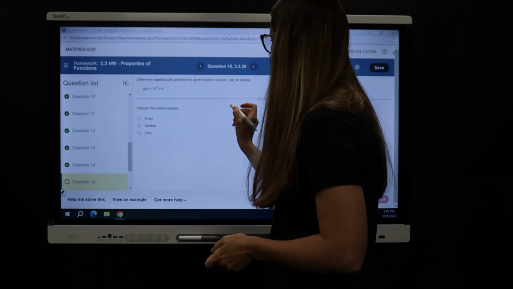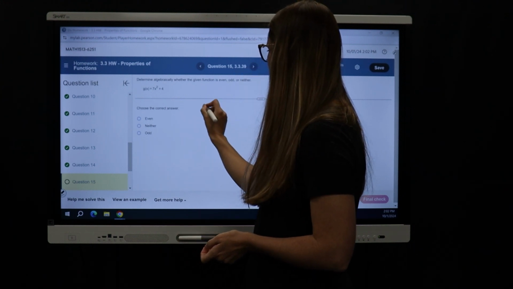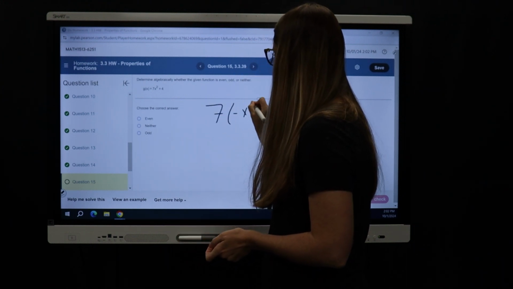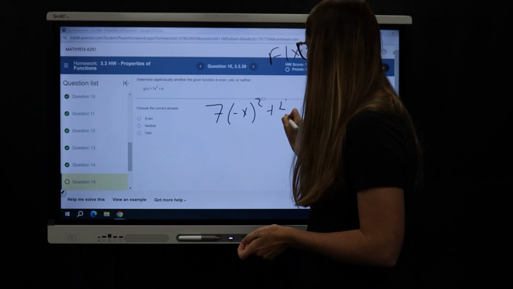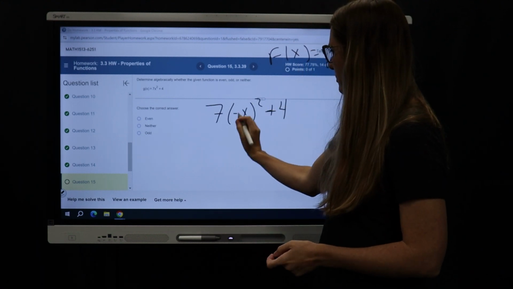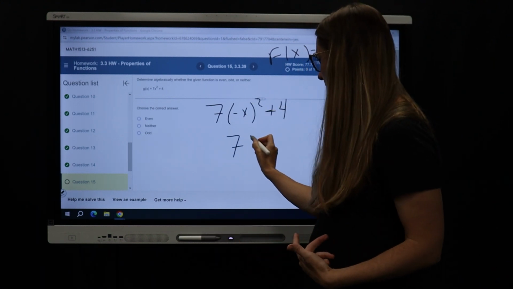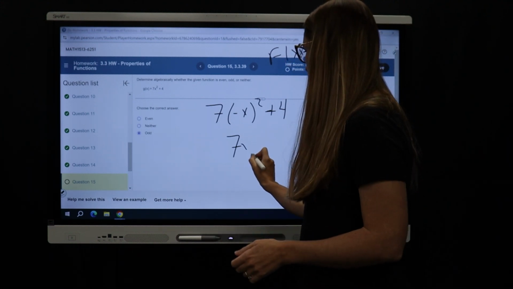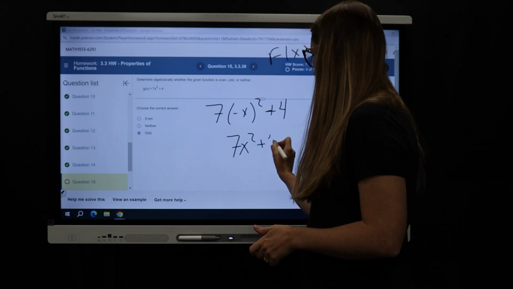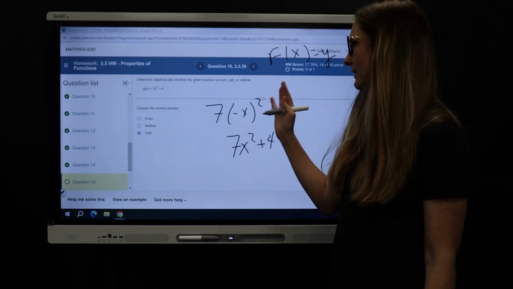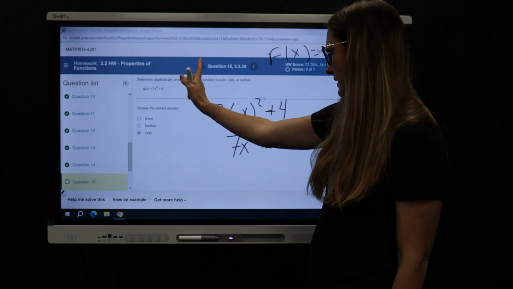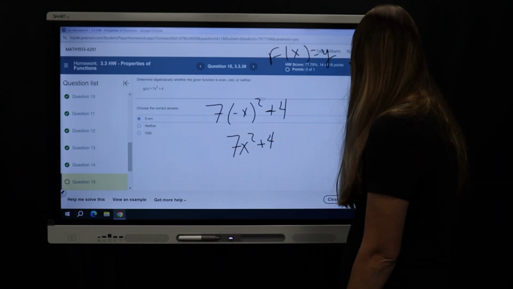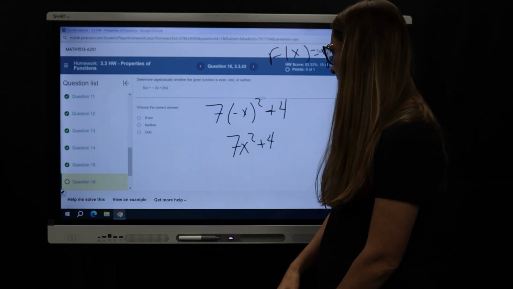Seven x squared, so we're going to put a negative in there, so we're going to have 7 times negative x squared plus 4. Since this negative is squared here, when we square the negative, we'd end up with the same thing as that. So this one is also even. I sure hope I put one of each of them on here because that wouldn't be fun.